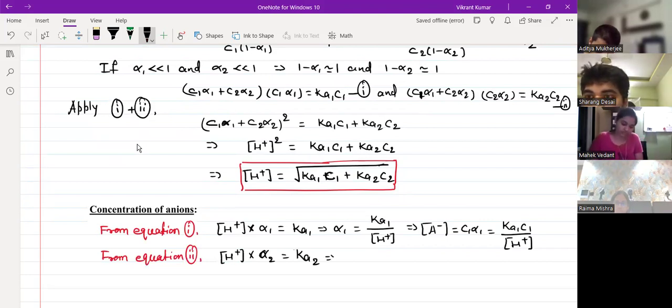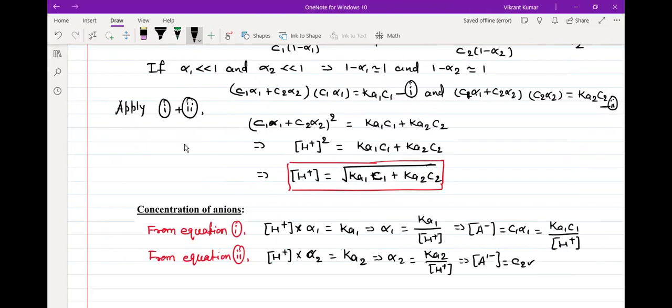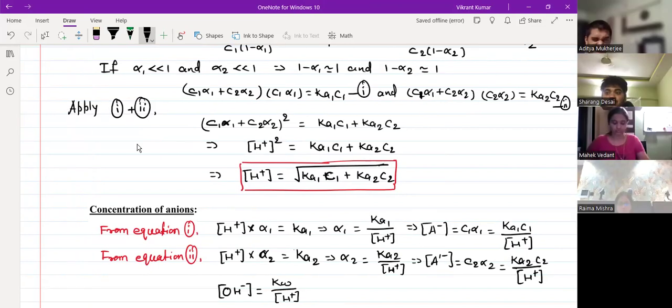We are getting Ka2, and that's why alpha 2, if they are asking, this is nothing but K2 by H plus, we know expression under root K1 C1 plus K2 C2. And then if they are asking you A dash minus कितना होगा, so that is nothing but C1 C2 alpha 2. That will become K2 C2 upon H plus. If they are asking you OH minus, so that is simply Kw upon H plus. These are the anions present there. Is it okay? Any doubt?